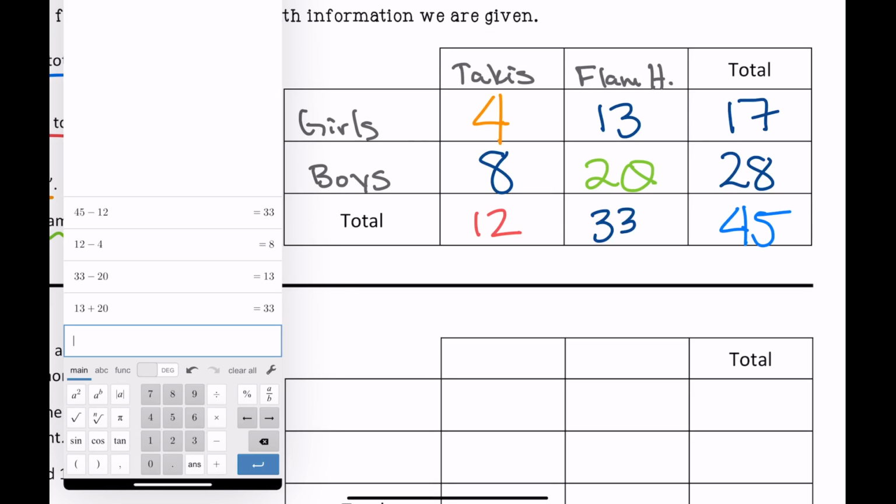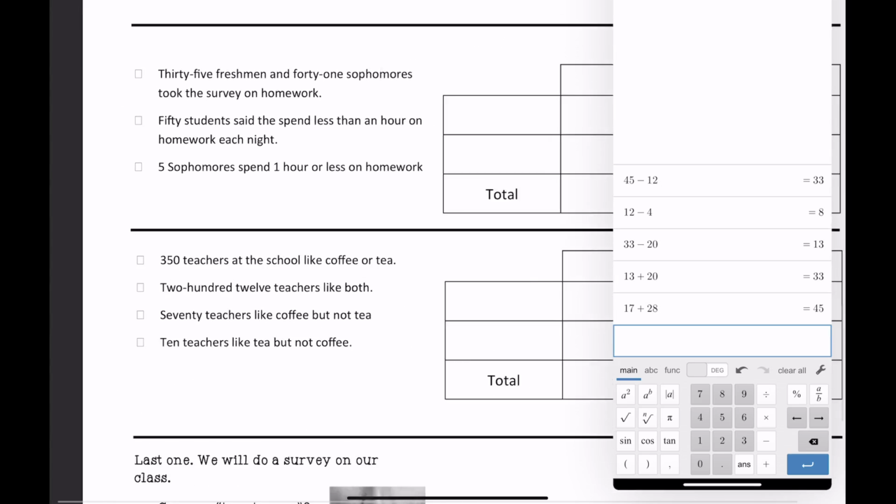And let's just check all our totals work out. So we already know this one works out. Let's check that 17 plus 28 gives us 45 because we don't want to have any silly sign mistakes or silly answer mistakes. That works out. Very good. All right, so we're done. We filled out this table. Let's move on to the next one.